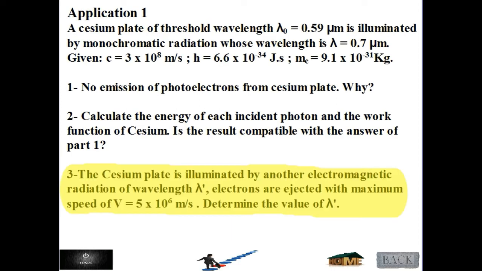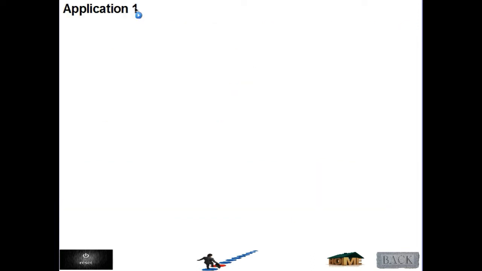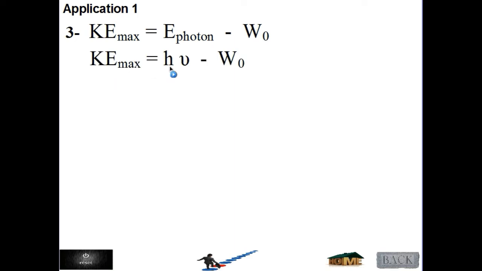Part 3. The cesium plate is illuminated by another electromagnetic radiation of wavelength lambda prime. Electrons are ejected with maximum speed V equal 5 times 10 to the power 6 meter per second. Determine the value of lambda prime. We will use the Einstein relation. Kinetic energy maximum equals the energy of the photon minus W0, so kinetic energy max equals h nu minus W0. W0 we already calculated. So half m v square equals hc over lambda prime minus W0.